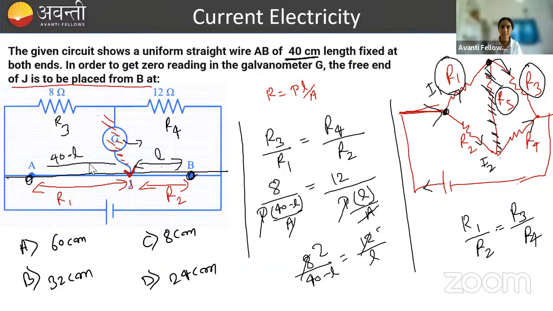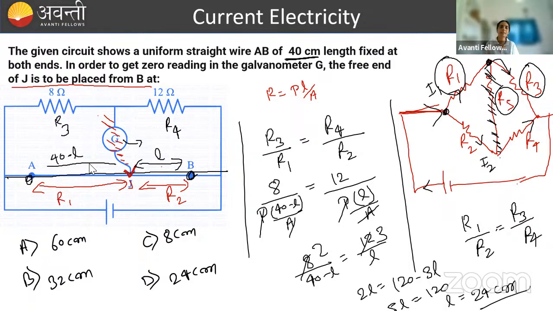So this will get cancelled like this. 2L is equal to 120 minus 3L. So 5L is equal to 120. L will be equal to 24 centimeter. So correct answer will be how much? 24 centimeter. Anyone having any doubt?